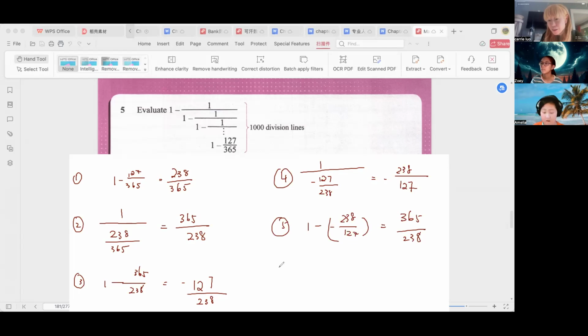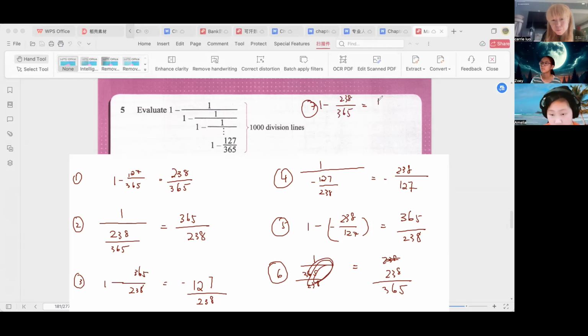This is number 5, right? So let's take a look at number 6. Number 6 will be 1 over 365 over 268 equals 238. Sorry, 1 minus. Yeah, 1 over. So it's 238 over 365, correct? Okay, so 7 layer will be 1 minus 238 over 365 equals 127 over 365.